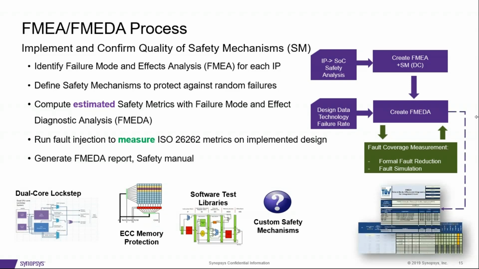And finally, once you've done all of this, you get to generate an FMEA report and its manual, which are the requirements for certification. Once you get these documents, then you can pass them on to an assessor who you've been working with all along, and hopefully they're going to give you your ASIL A, B, C, or D certification.